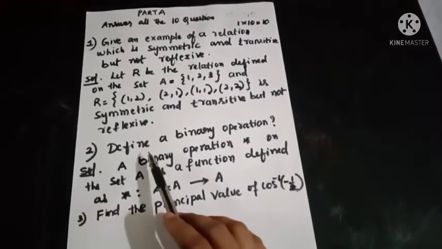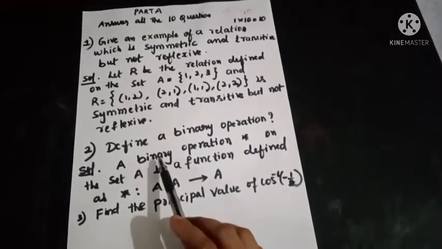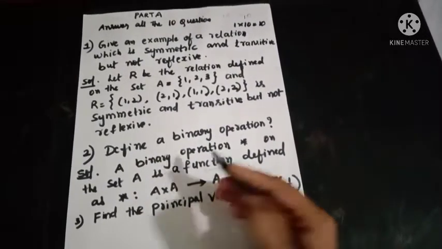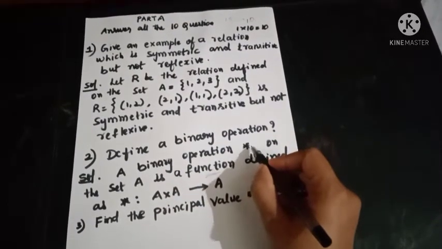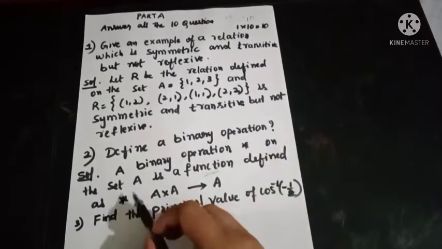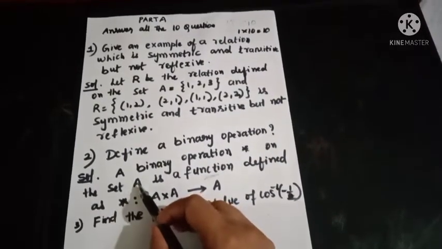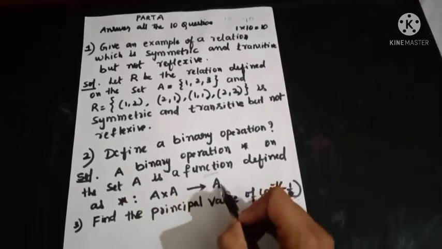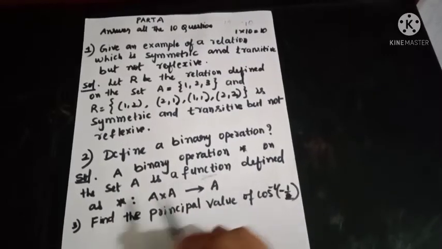Next question is, define a binary operation. So the definition is, a binary operation is nothing but a function. It is symbolized by the star symbol, and it is defined on the set A as star: A cross A mapped to A. So star is defined as A cross A mapped to A.